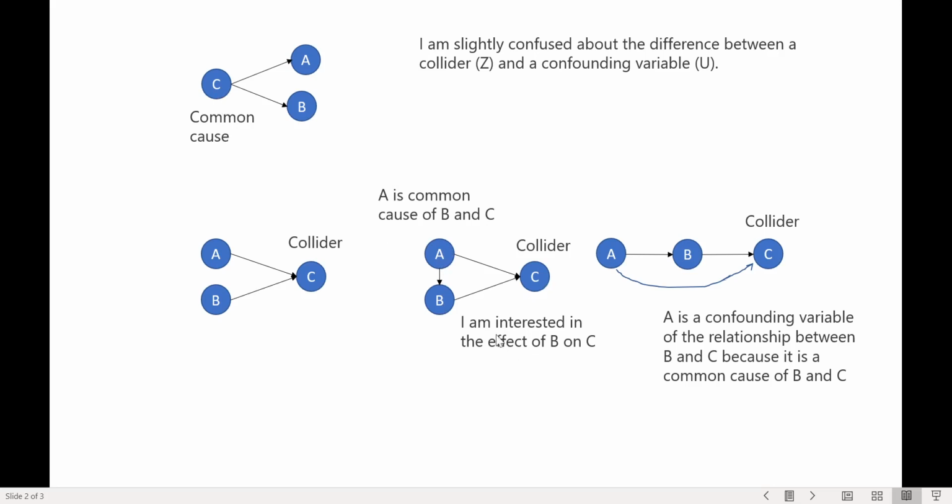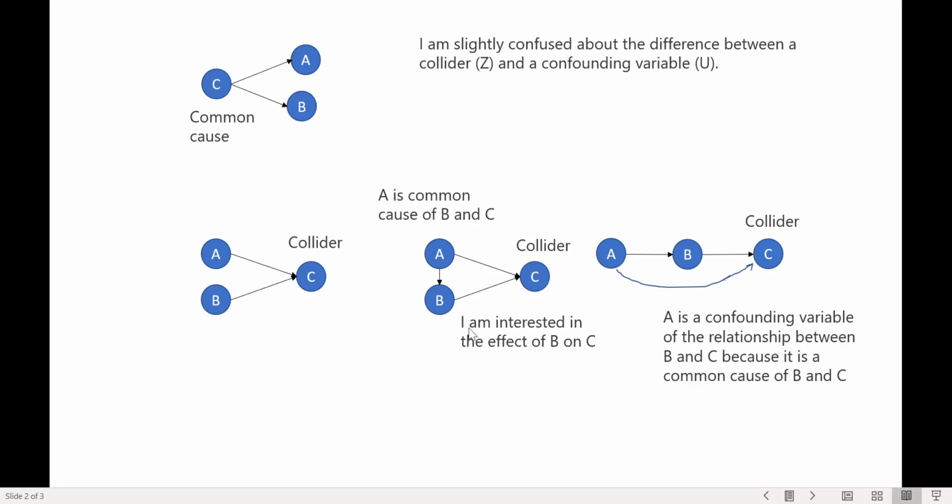Why is it a common cause? Because there are two arrows from A, one directed to B, so A is the cause of B, and there is an arrow that goes from A to C, so A is a cause for C. So A is the common cause for B and C.